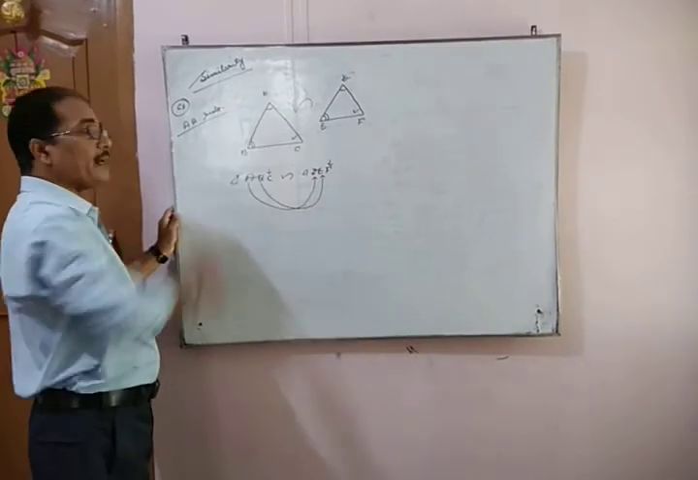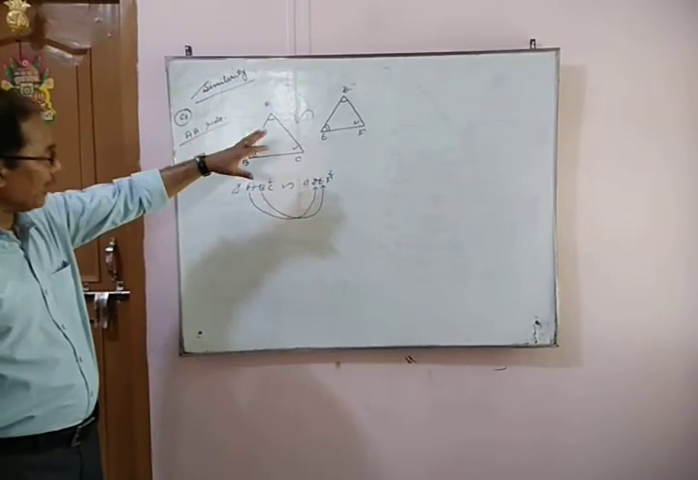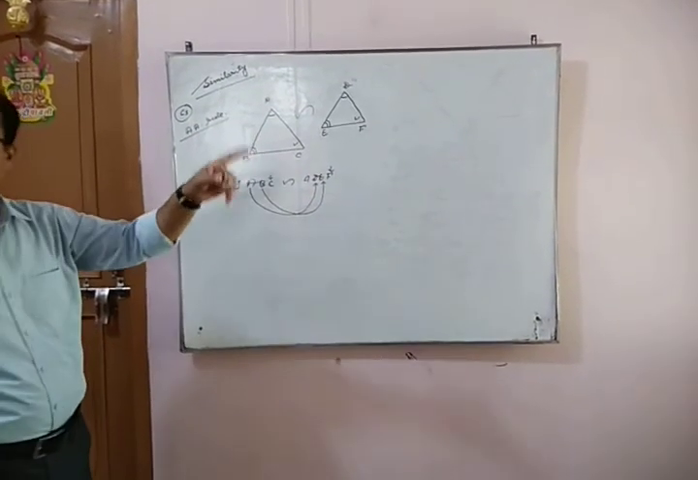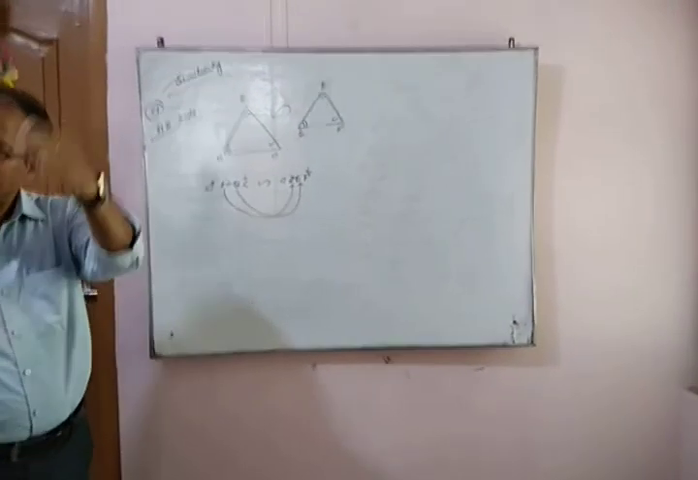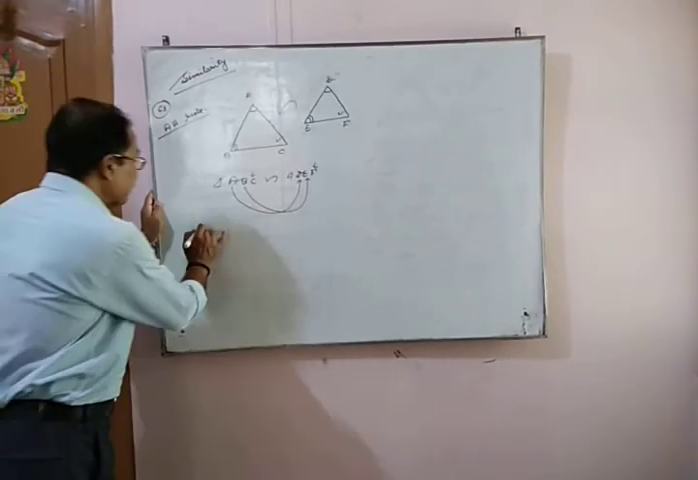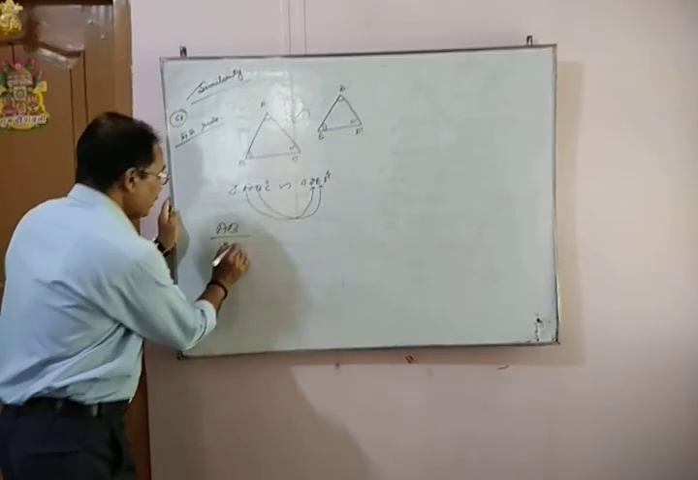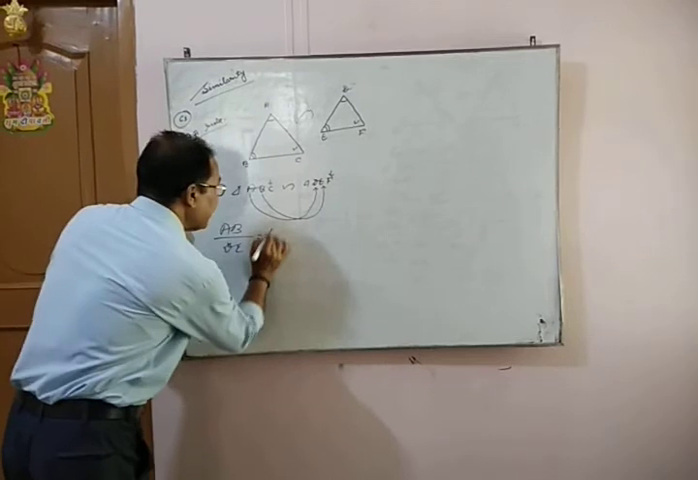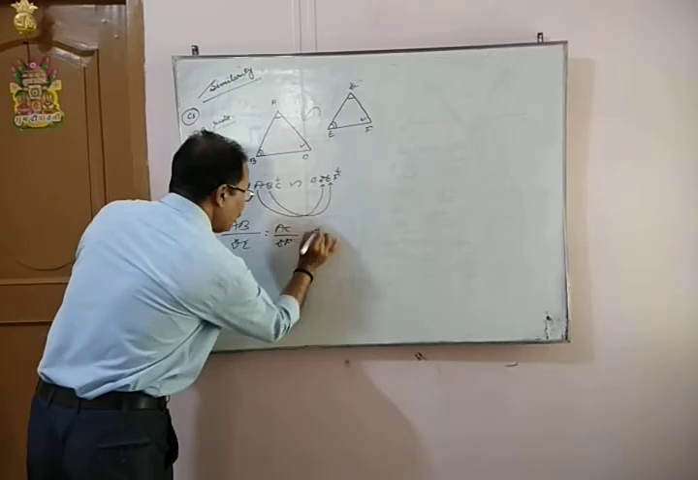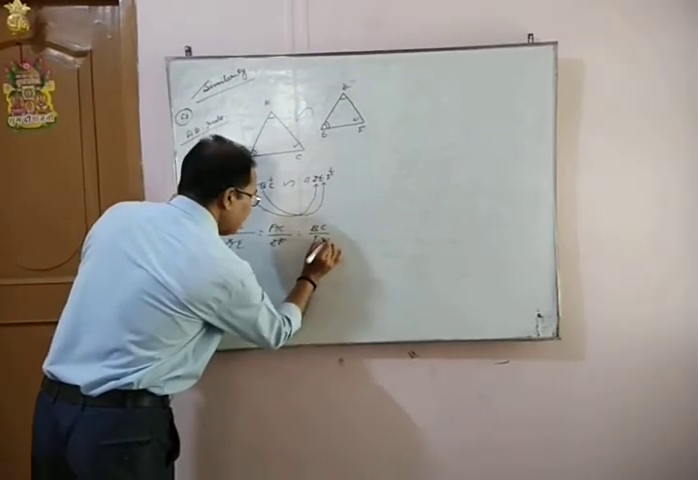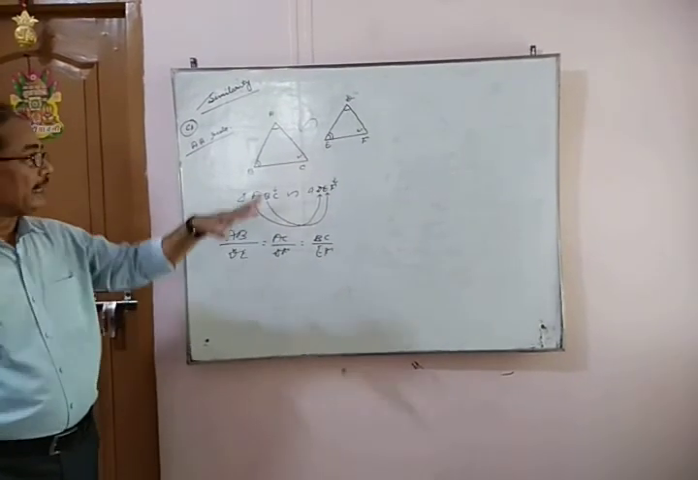When two triangles are similar, their corresponding sides are in the same ratio, whatever the lengths. Corresponding sides are in proportion, like AB by DE equals AC by DF equals BC by EF. Their corresponding sides are in the same ratio when the triangles are similar.